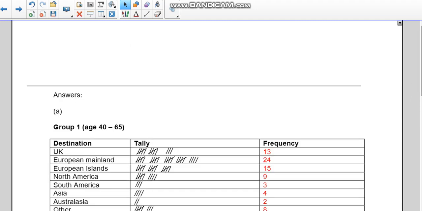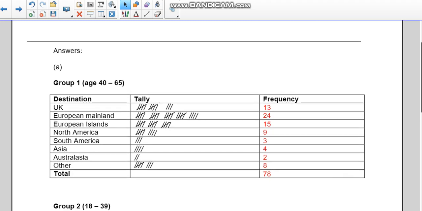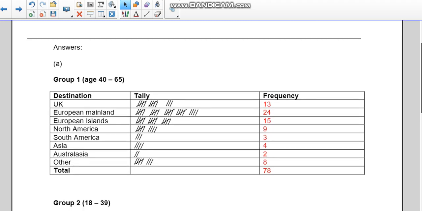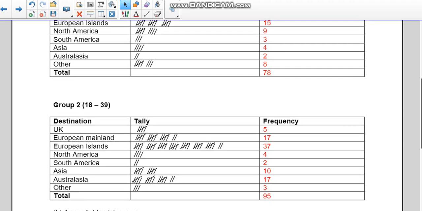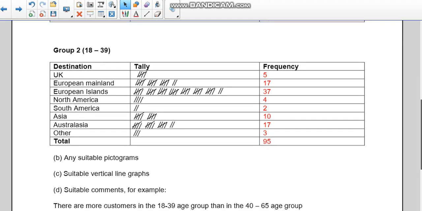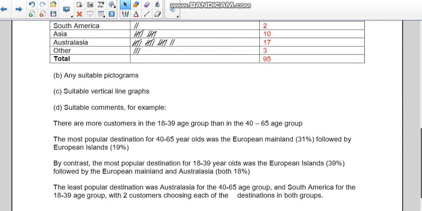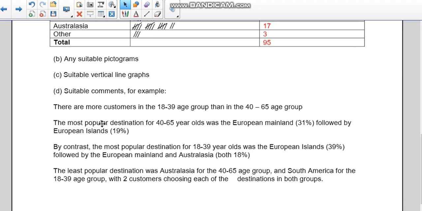Okay, so here are the answers to the frequency tables. Okay, that one. That one. Okay, and then we'll just look at the questions. So it said suitable comments that you could have made was there were more customers in the 18 to 39 age group than the 40 to 65.